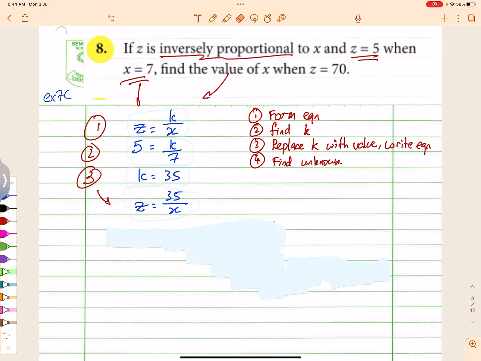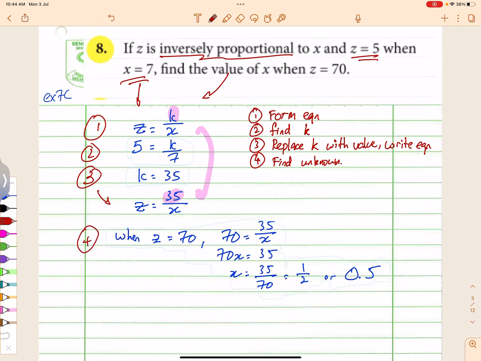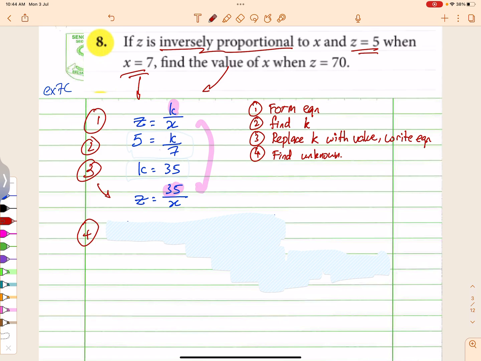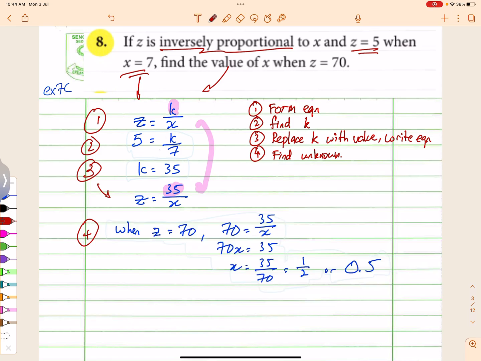Replace K with a number. So let me highlight that. I want to replace this K with 35. Otherwise the whole equation looks the same. Step number 4, I want to now answer the question. So when z is 70, I will put 70 inside the z, and I will try and find the answer of x. So x is 0.5.